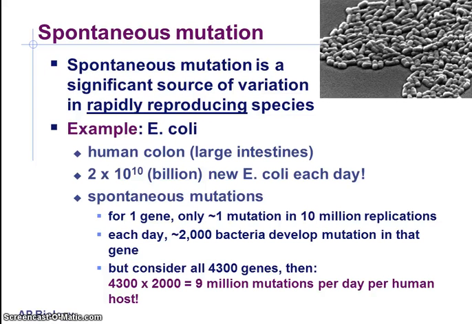So, spontaneous mutations. They are rapidly reproducing, and so you have the example of E. coli, which are in our colon, and there's about 2 billion new E. coli each day. And so if there's only one mutation per 10 million replications, that would be 2,000 different bacteria that are developing mutations. With 4,300 genes, you could have 9 million mutations per one human host. So there's a lot that could happen.